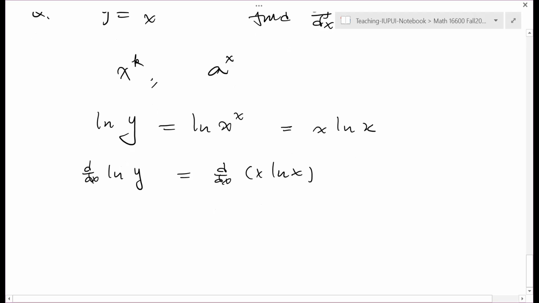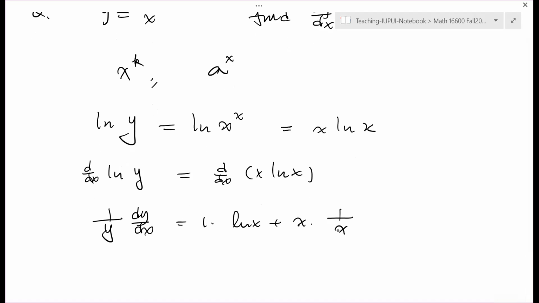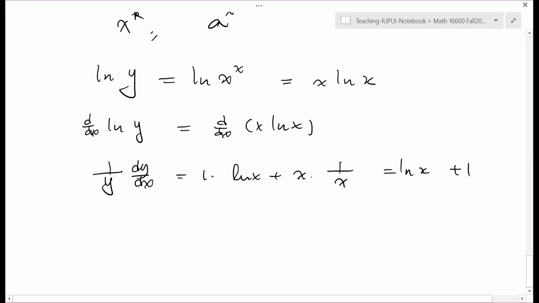All right, differentiate. That's going to be 1 over y times dy over dx. And then here we apply the product rule. It's 1 times natural log x plus x times 1 over x, right, because the derivative of natural log x is 1 over x. And finally, I got natural log x plus 1. All right, so I'm almost done.